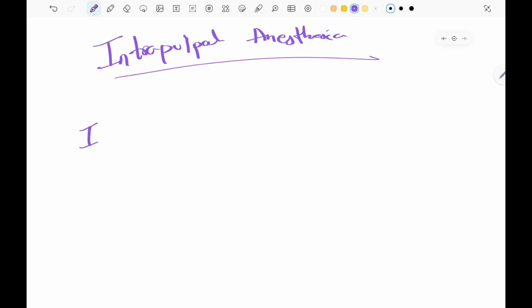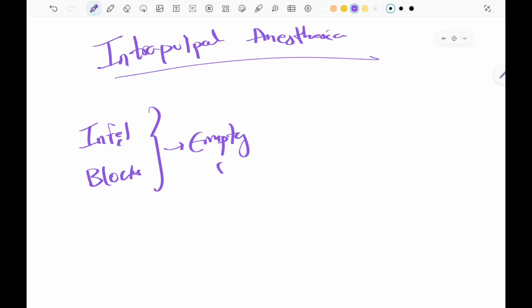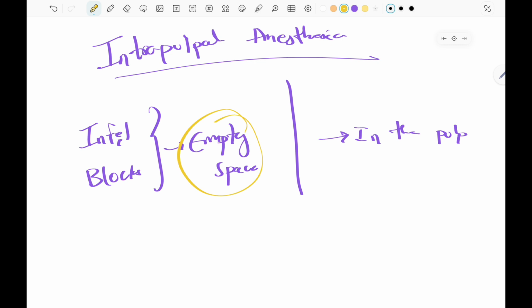When you give the conventional infiltrations or blocks, you give them in the empty space, while when you give intrapulpal, you give it directly in the pulp. So this makes all the difference. When you give the regular infiltrations in the empty spaces, they block the nerve conduction. So they act by blocking the nerve from sending responses to the brain.